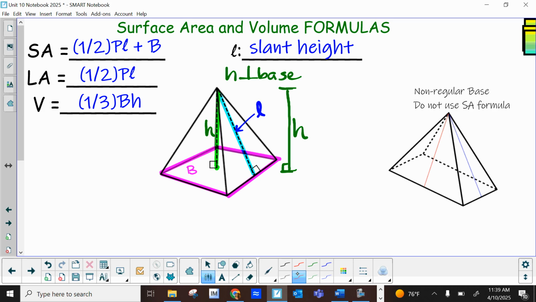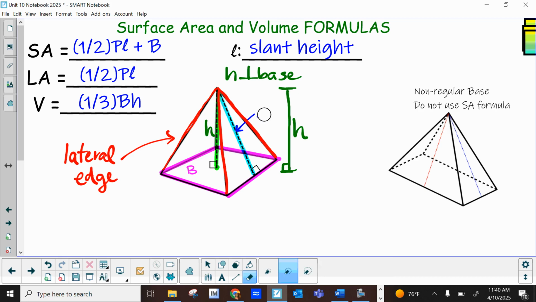Now, I'm going to also label these red segments right here and make it known that the red segment, which is here and here, and then there's one in the back that you can't really see, okay? Those red segments are called your lateral edges. Your lateral edge is not the same as your slant height.